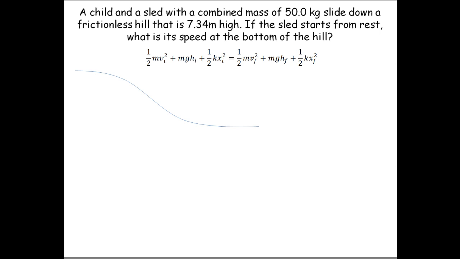But right now, I want to start by highlighting all of my information. A child in a sled with a combined mass of 50 kilograms slides down a frictionless hill that is 7.34 meters high. If the sled, and I'm going to highlight this in a different color, if the sled starts from rest, so here's the sled, it starts from rest. Now that has important implications for what I want to accomplish with this problem, and it's going to help me cancel out some things. So if I look at my equation here, there are some things that I need to mark off right off the bat.